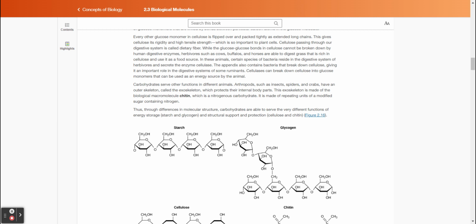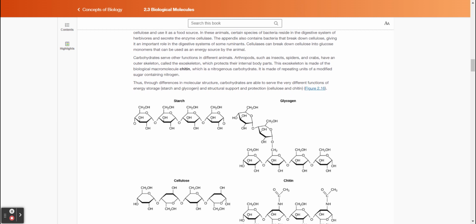In these animals, certain species of bacteria reside in the digestive system of herbivores and secrete the enzyme cellulase. The appendix also contains bacteria that break down cellulose, giving it an important role in the digestive systems of some ruminants. Cellulases can break down cellulose into glucose monomers that can be used as an energy source by the animal.